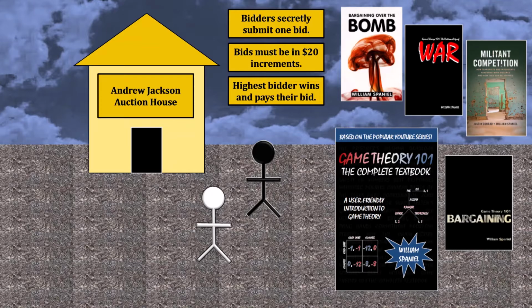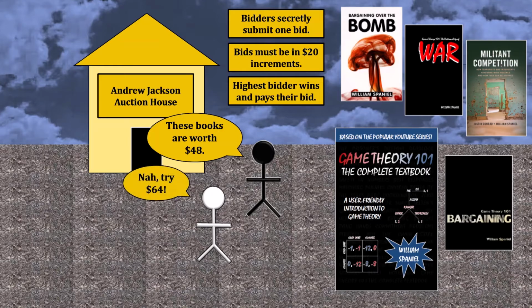Fortunately, this auction house is in the middle of nowhere, so it's only going to be the two of you who are participating. And in the event of a tie, the auction house will flip a fair coin to determine who wins. It is common knowledge that you value the books at $48. In contrast, the stranger thinks that they are worth $64 collectively, and I tend to side with him.